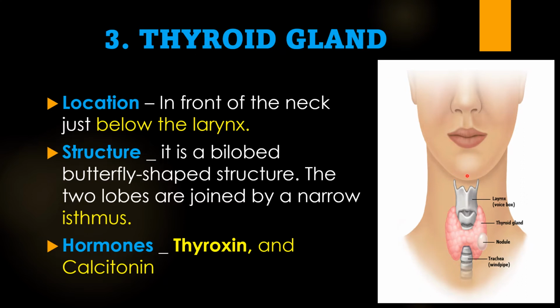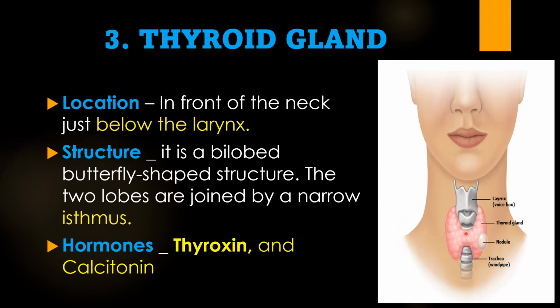Where is it located? It is located in front of the neck, just below the larynx. Here you can see larynx or voice box. Then thyroid gland. Thyroid gland is located just below the larynx. Here you can see. What is the structure of thyroid gland?